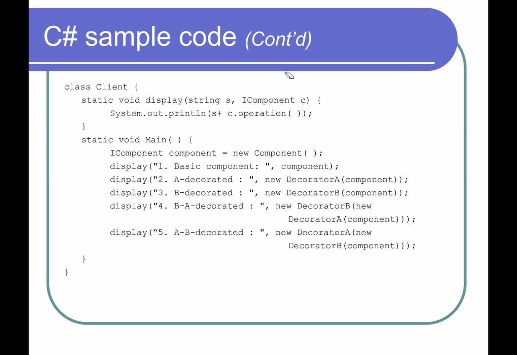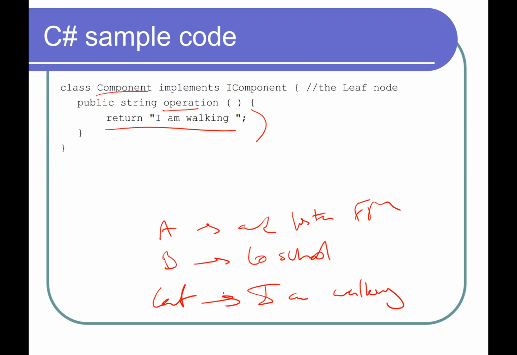It's all the same. Now in this particular situation, this line, I created a linked list that really contains one object and one object only, and that is a component. And what is this going to print? It's going to print I am walking.